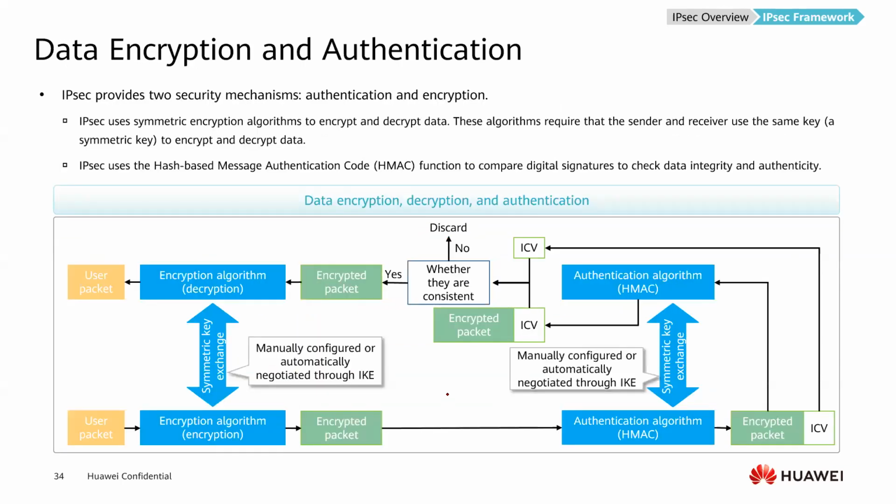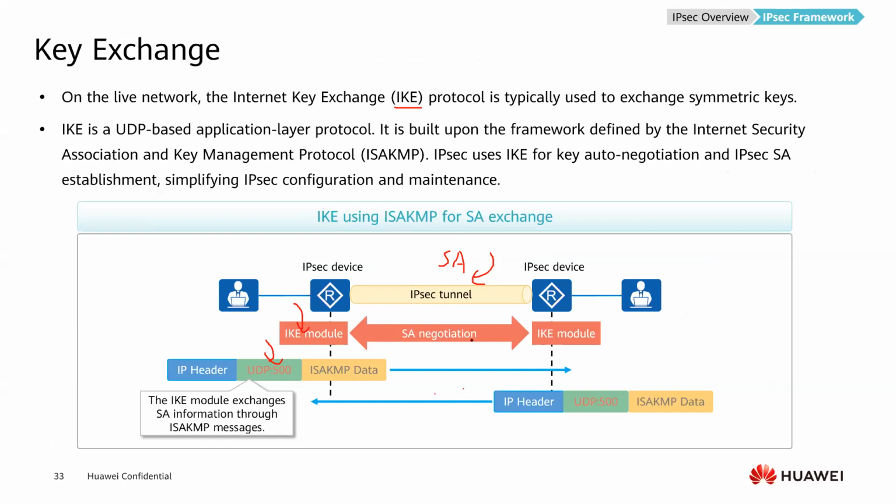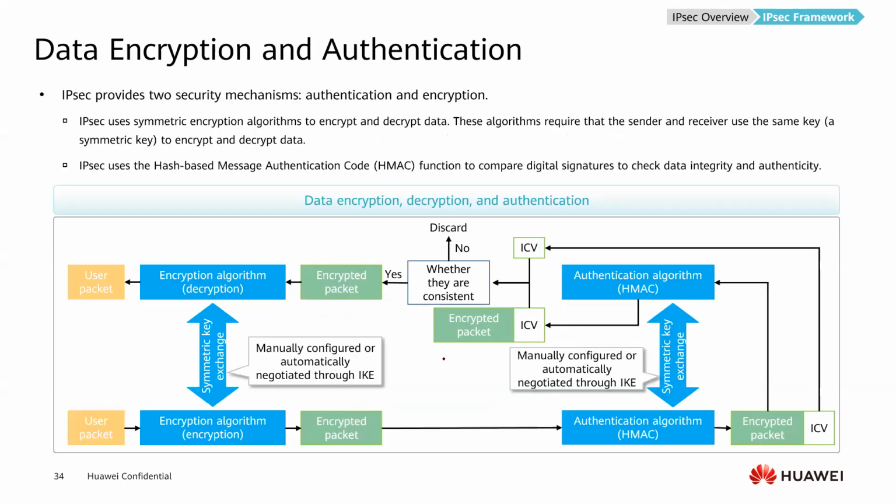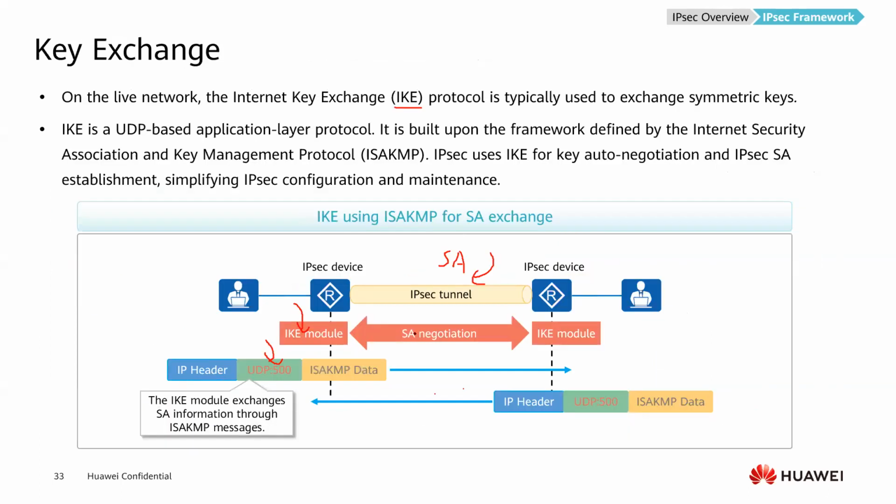Okay, and for the IPsec, they are using IKE to exchange the symmetric key, and after that, they will use the symmetric key to do the encryption and decryption. And when it does the encryption, they also need to do the authentication. So it's like this way. Some packets are using the symmetric key. This symmetric key is exchanged by IKE in this SA negotiation.